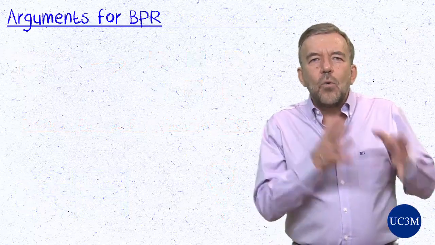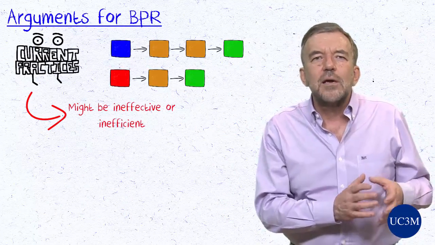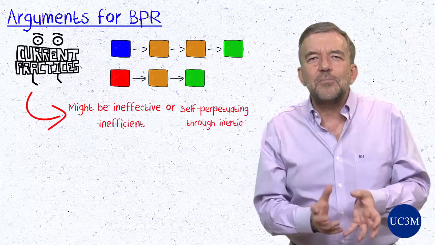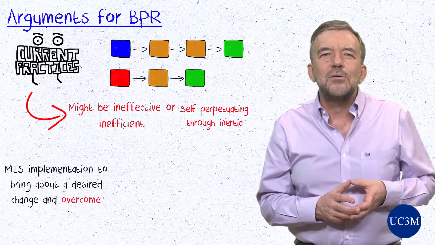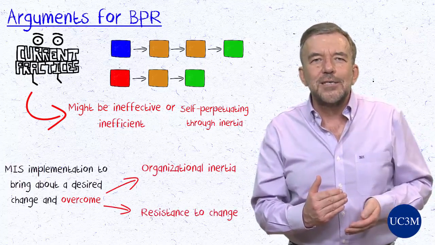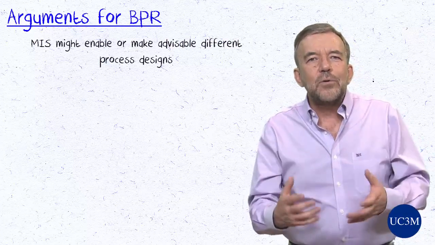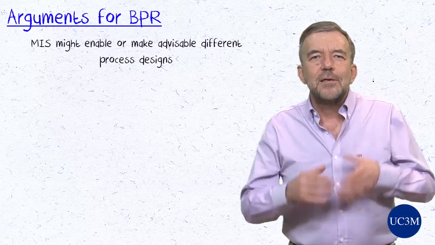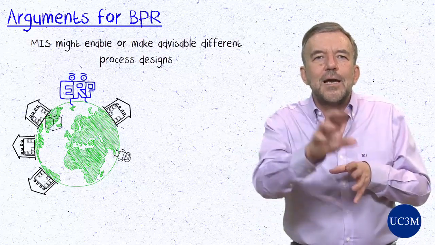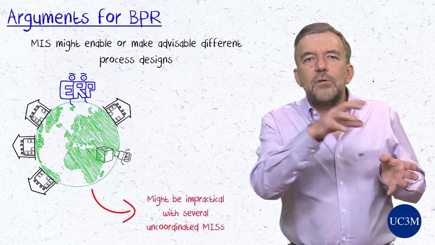To start with, the current or as-is design might be ineffective or inefficient, not appropriate for the current environment, and self-perpetuating merely through inertia. Quite often, top management seizes the opportunity of a major management information system implementation to bring about a desired change and overcome organizational inertia and resistance to change. The management information system being implemented might also, in itself, enable or make advisable different process designs. For example, a unified ERP might allow a multinational company to draw on the inventory in any country to fulfill a given customer order, an approach that might have been impractical in the previous situation with various uncoordinated systems.